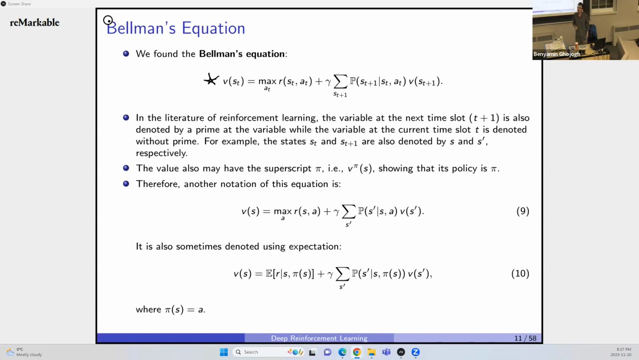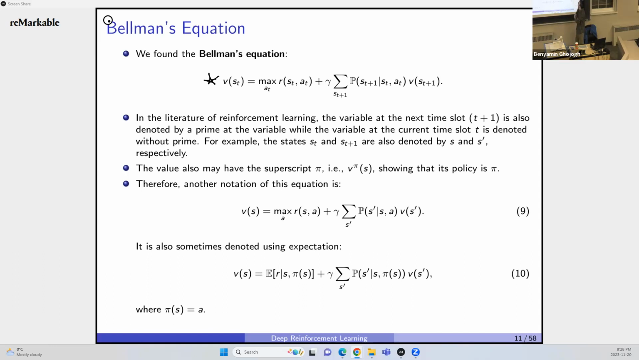Let me tell you one thing. In terms of notation, RL papers are a mess. Every RL author writes their own notation. If you compare two RL papers, you might see two different notations. There are a bunch of standard notations that they are using, but they are not using the same notation. I don't know why they don't standardize it.